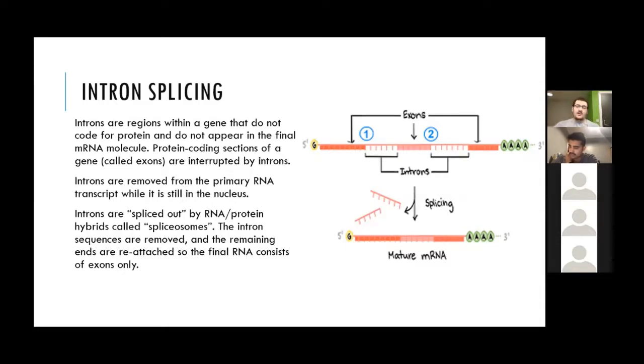So how this happens is you have the spliceosome cutting out the introns and then sticking the exons together to finally get this mature mRNA. Now we used to call it pre-mRNA. Now it's mature mRNA because now it's finished. It's ready for translation.